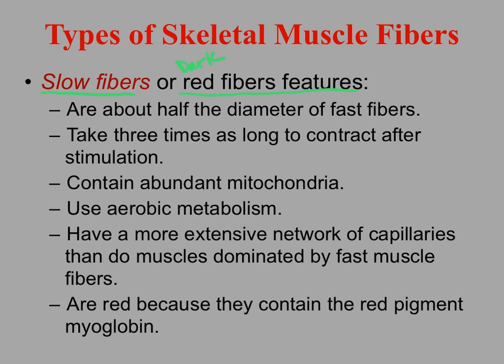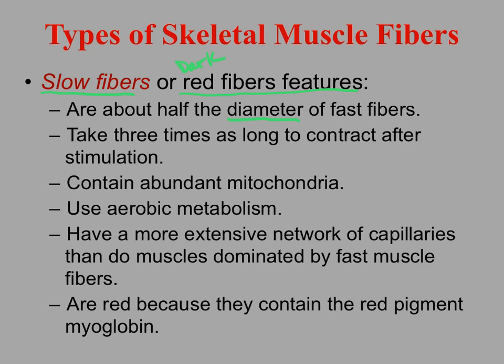These red muscle fibers are the endurance fibers. They're not nearly as strong as the white muscle fibers because they don't have as many myofibrils. So they're not as big, they're not as bulky as white muscle fibers. They're about half the diameter of those white, or fast, muscle fibers.